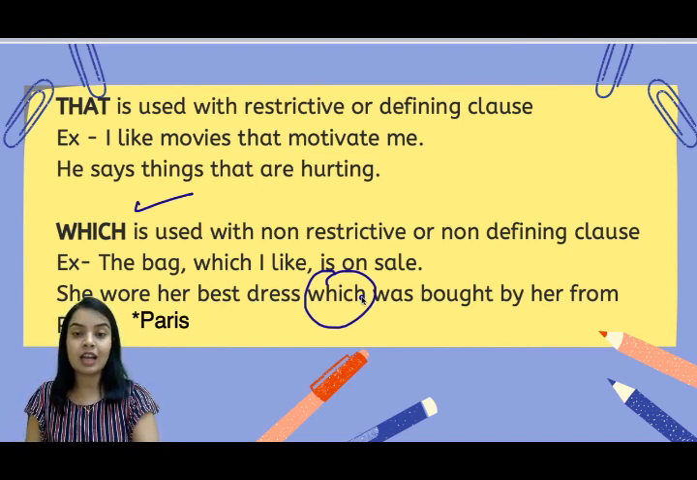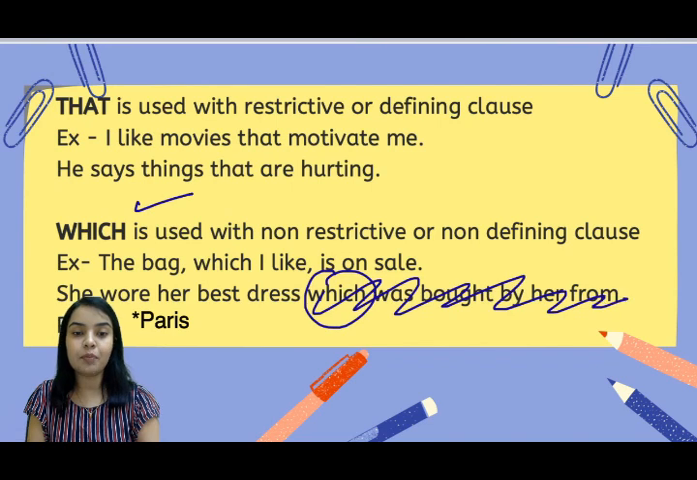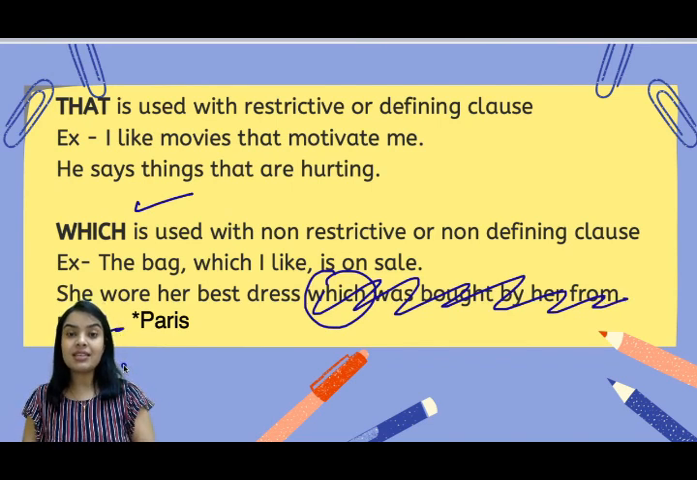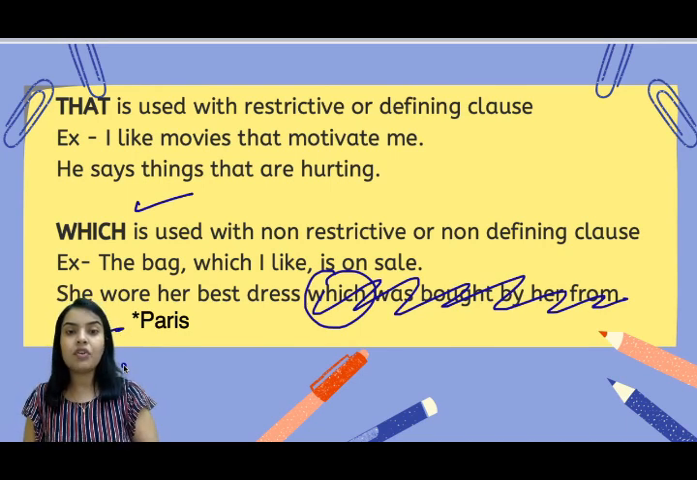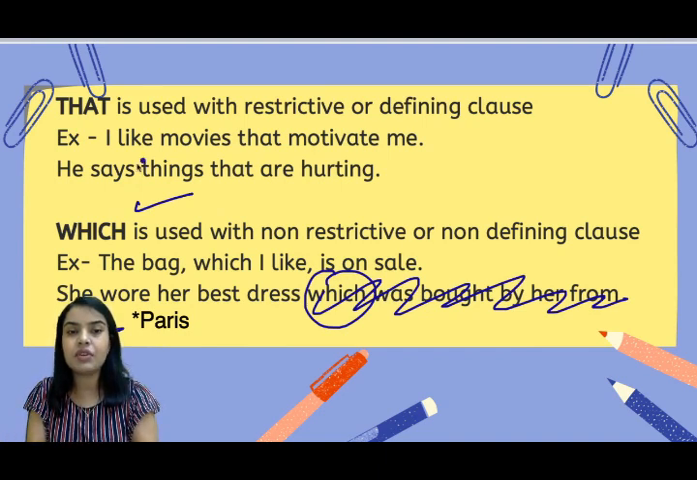In the exam, when it comes, check it. How will you check it? Just try deleting that part, okay? Now your sentence is there without that clause. Is it making any sense? If yes, then which is okay. If not, if you think now what the meaning is of this sentence, it is very confusing. Like if I remove this and now think he says things, you will be confused.